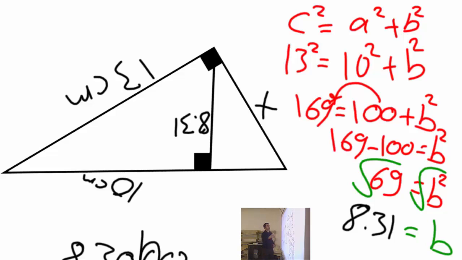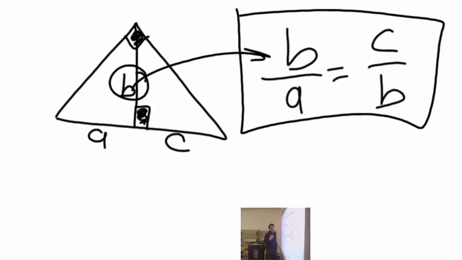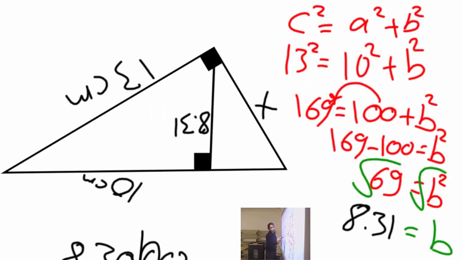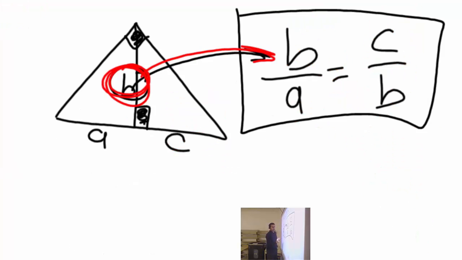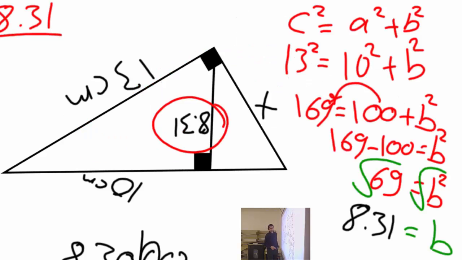So let's go back. As I said, this number goes to the top. So that means this number, which is 8.31, goes up, and it doesn't matter which one of those numbers goes down. So I'm going to pick one of them. I'm going to pick this. This is going down here, which is 10, equals.